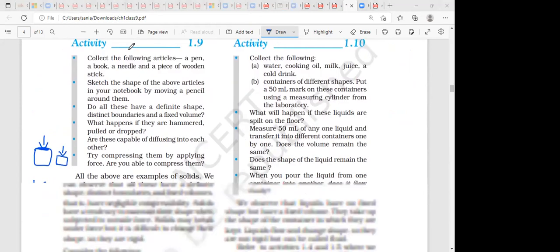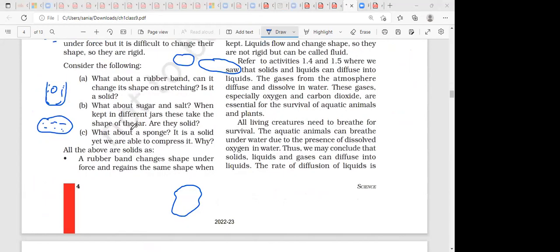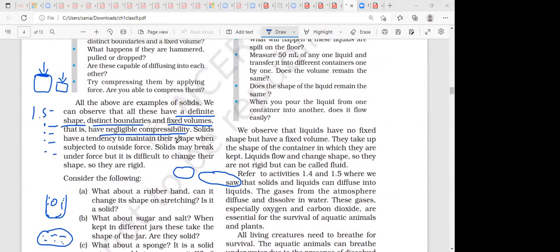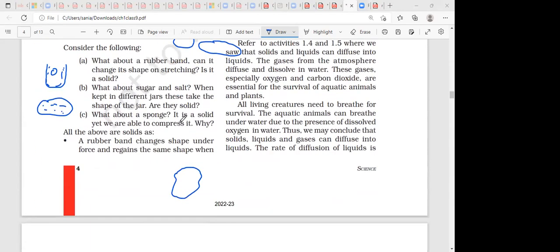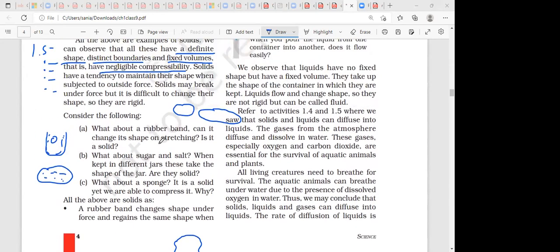Because in the exam hall, there are high chances you'll get the question: what about a sponge? It is solid, yet you can compress it, but it is a characteristic of solids that they have negligible compressibility. So how can you say that a sponge is a solid one, or is in the solid state? You should remember the reasons.